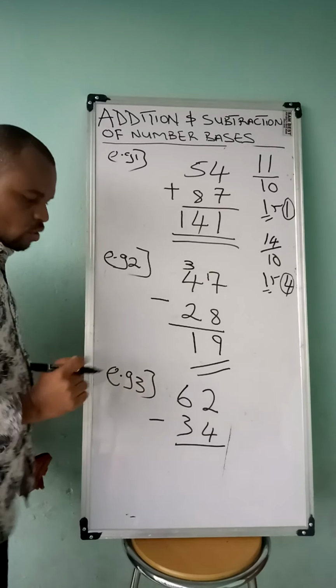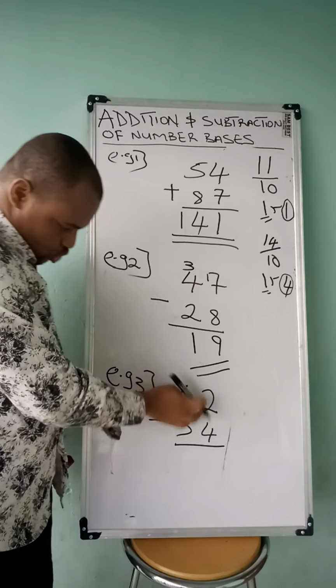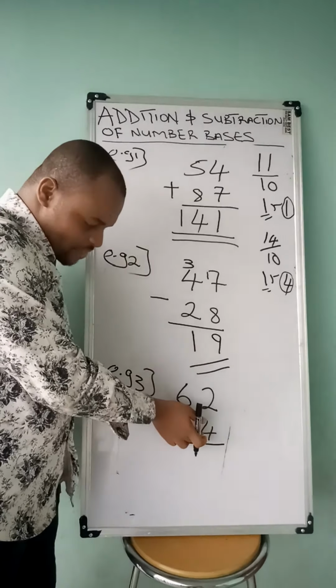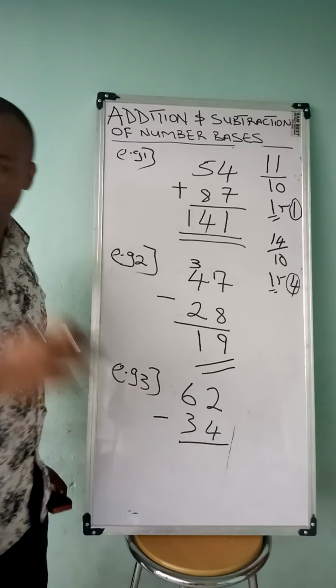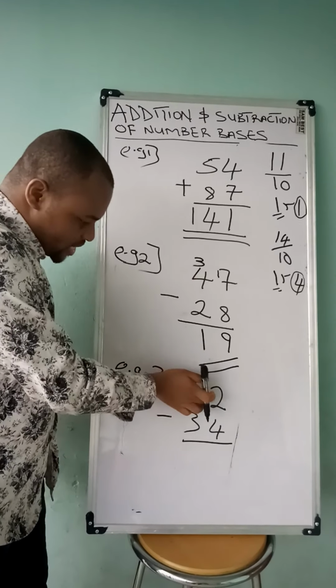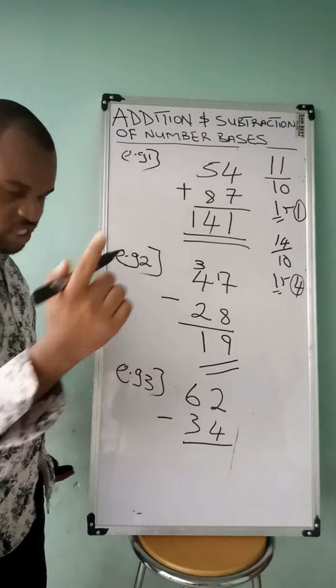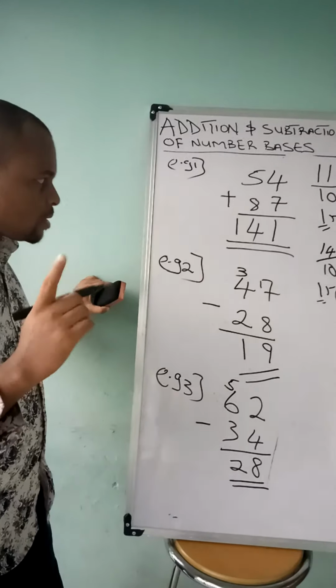62 minus 34, we are working in base 10. 2 minus 4, 2 is less than 4, so it cannot subtract. I'll borrow 1 from 6. Because I am working in base 10, that one that I borrow becomes 10. 10 plus this 2 becomes what? 12. 12 minus 4 will give me what? 8. Because I took 1 away from here, this 6 becomes what? 5. Now 5 minus 3 is what? 2. That is how subtraction is done in number bases.